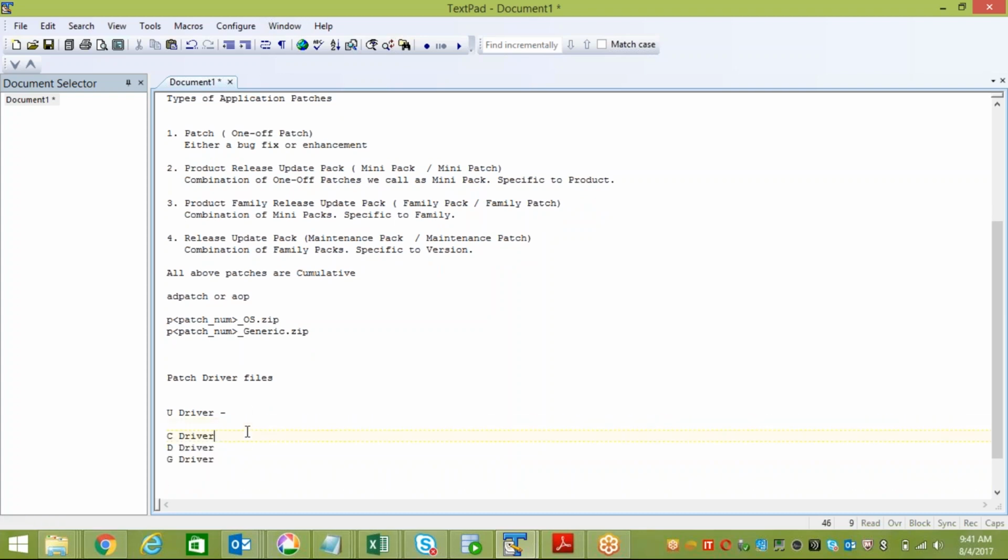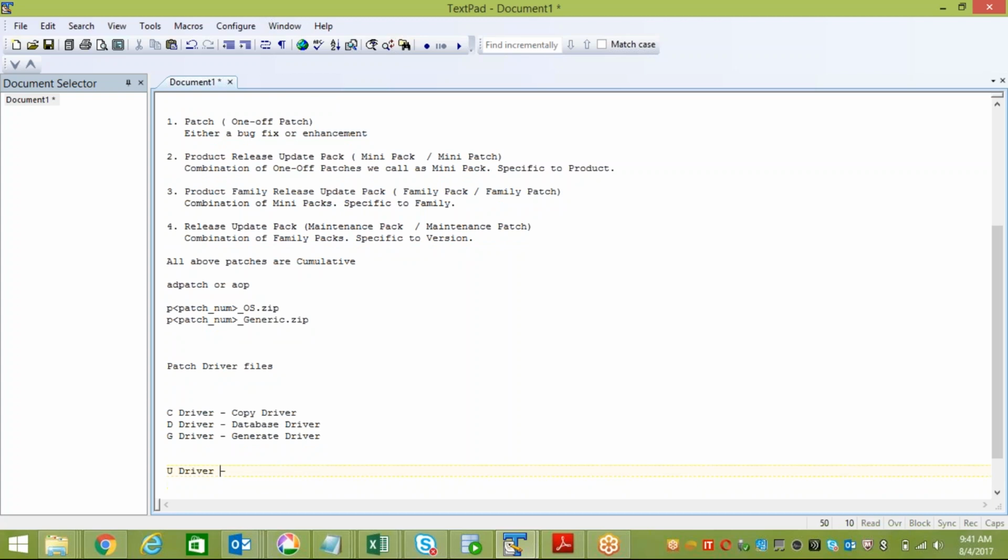Okay, so C is nothing but copy driver, D is nothing but database driver, and G is nothing but generate driver. Don't worry, you won't be seeing these these days. They merged all of these, the combination of C, D, G, which we call a U driver, the uniform driver.